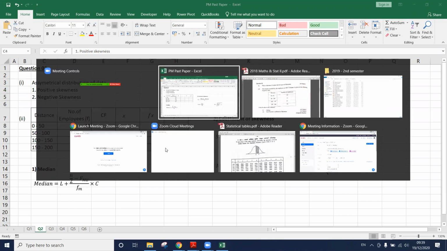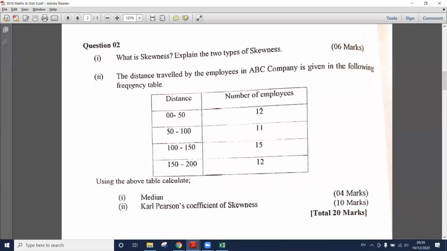Right, then part 2. The distance traveled by the employees in ABC company is given in the following frequency table. From 0 to 50 kilometers there are 12 employees, from 50 to 100, 11, 100 to 150, 15, ඔය විදිහට distribution එක දෙනවා. Using the above table we need to calculate the median and the Karl Pearson's coefficient of skewness.